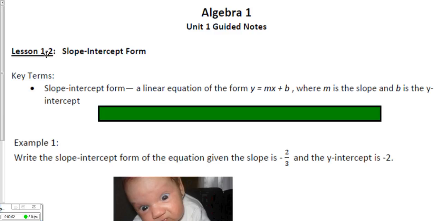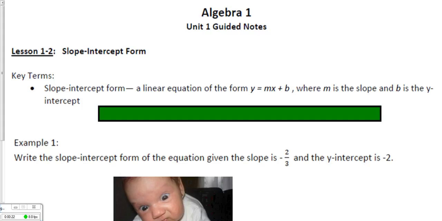All right, now we're on to lesson 1.2, which is all about slope-intercept form of linear equations. Now we talked about that a little bit in our last video, so this should be mainly review. Key terms for this lesson is slope-intercept form. And this just means that it is a linear equation that's in the form y equals mx plus b.